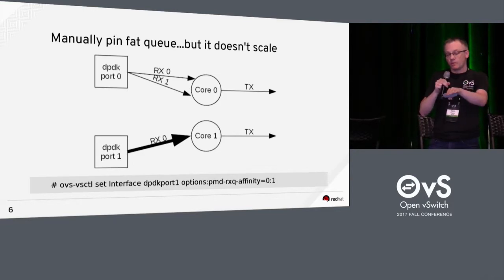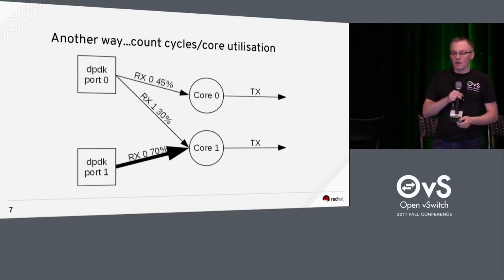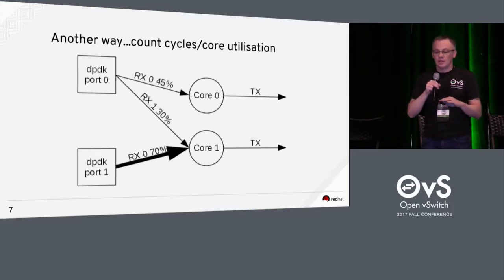Okay, so for that DPDK port 0, we're only showing one core here, but there could be multiple queues and several cores there. And again, we get back to the situation where OVS has to round robin and assign the queues to each core. Okay, so there's another way to do it.